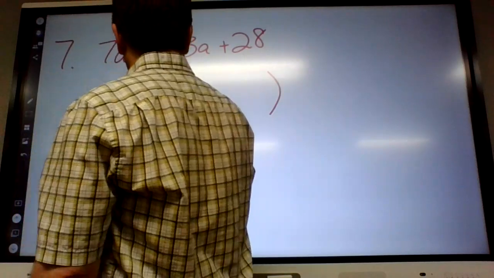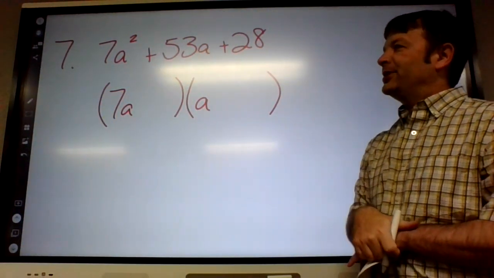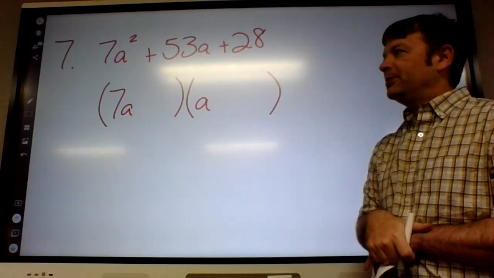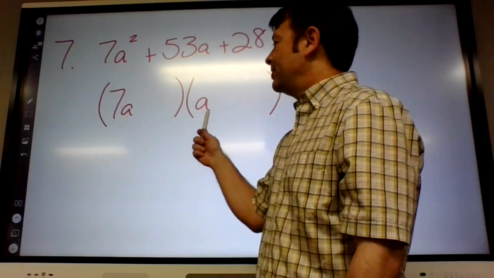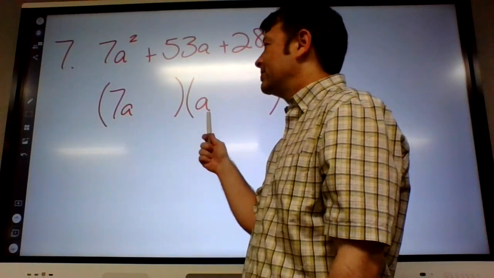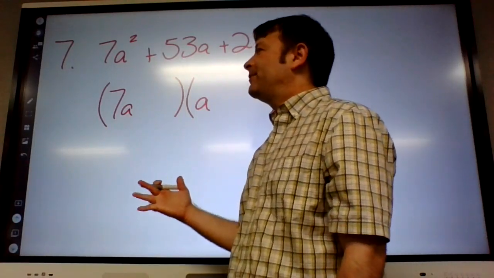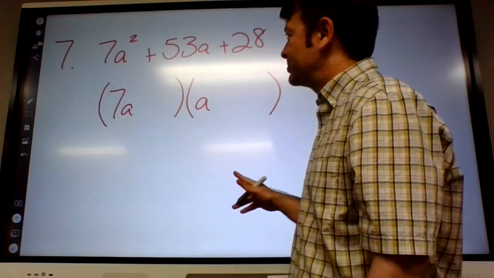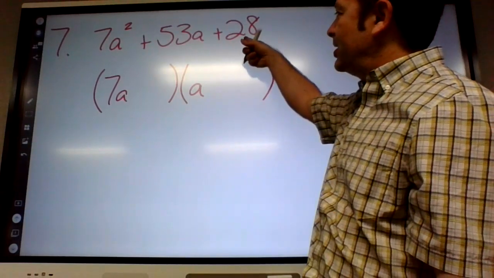780. 7a times a. Okay, these problems get a lot harder when that first number is not prime. Like if it was a 6, it could have been 6a times a, or it could have been 3a times 2a. So you could try one path and it completely failed and you have to back up and try the next one. Anyway, what goes into 28?